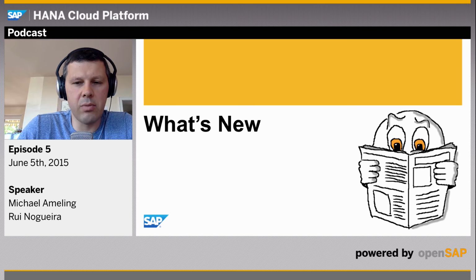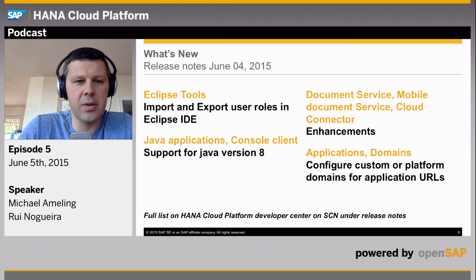So in the next step, let's look at what's new, looking into the release notes of June 4th. We have some updates on the Eclipse tools to import and export user roles in the Eclipse IDE. To get that, just update the Eclipse tools for SAP HANA tools and SAP HANA Cloud Platform tools, so you can have those changes in your Eclipse too. The console client will also now support Java version 8. So I think a big milestone here to have Java 8 support.